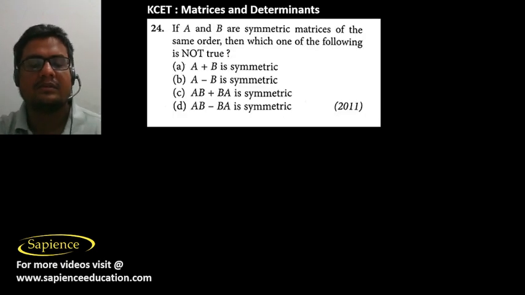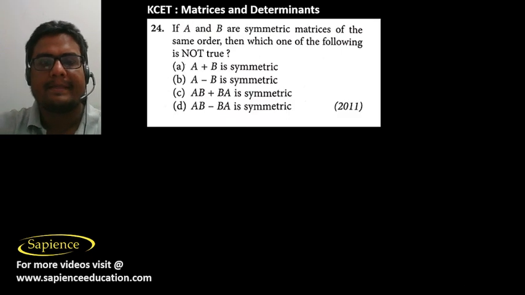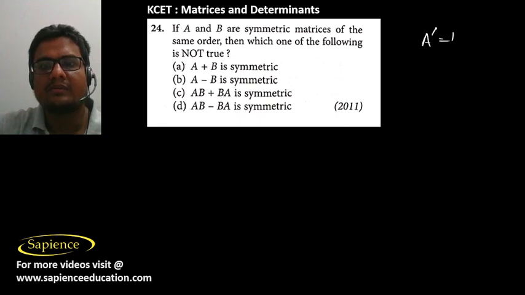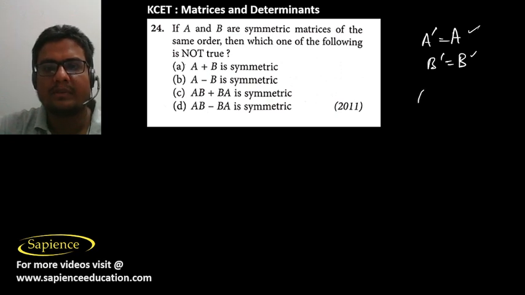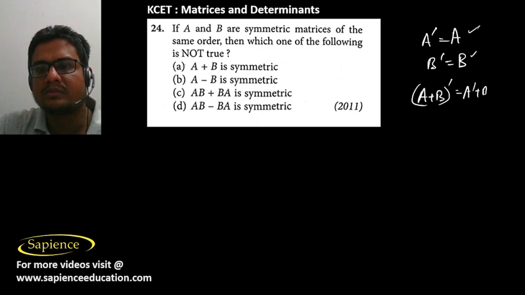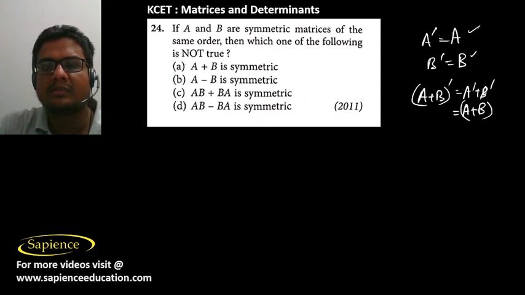Okay. Then in question number 24, it is told that if A and B are symmetric matrices of the same order, symmetric means A transpose equal to A and B transpose is also equal to B. Since both are symmetric matrices and they are of the same order, then which of the following is not true? So A plus B is symmetric. So A plus B whole transpose is A transpose plus B transpose. So that is also equal to A plus B. So it means that A plus B is symmetric.